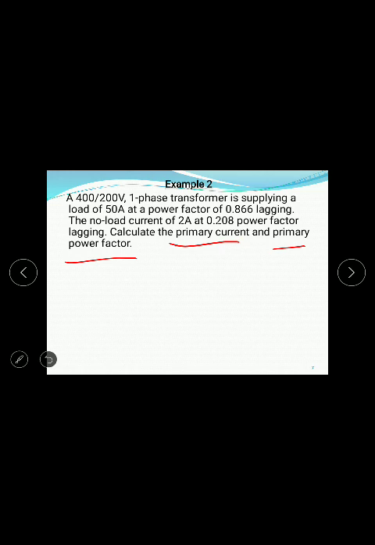I1 is equal to I0 plus I2 dash. So this is the formula. I2 dash is nothing but K into I2. K is V2 by V1.